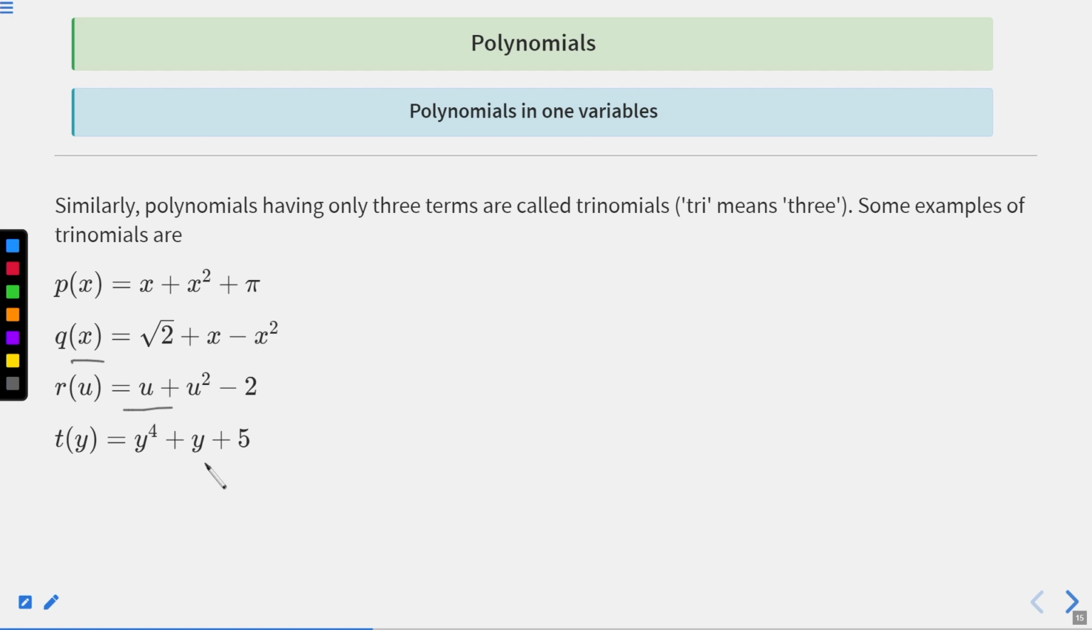And in t of y there we have 3 terms also. Okay, so this is also a trinomial. So each of these examples, each of these polynomials basically are trinomials. Okay, so trinomials means what? Polynomials having only 3 terms are called trinomials.